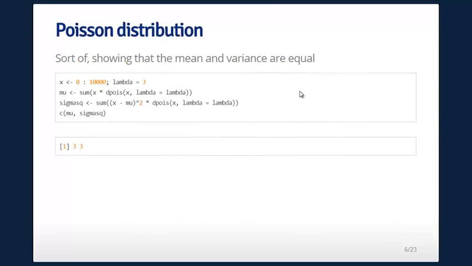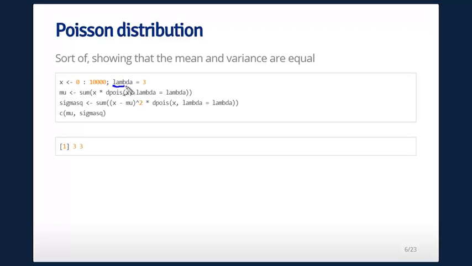I don't want to go through the math. In my other class, in Boot Camp 2, I think, we go through the math. But here I'm showing that the mean and the variance are equal, numerically at least. So I'm going to take x out to infinity. For the purposes of this example, infinity is 10,000. But this goes pretty fast, so you could do 100,000 if you wanted to.